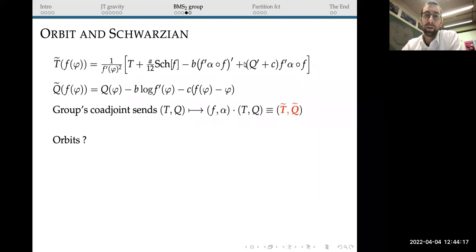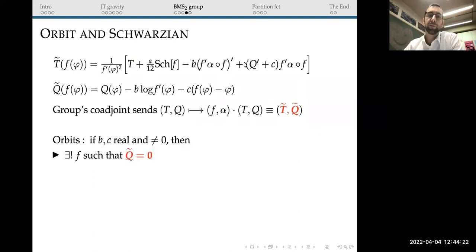In that context, the main result we have, which you can call a theorem because it's really rigorous, is the following. The theorem is that if you take real and non-zero central charges B, C, regardless of what A is, then if you look at this transformation law for Q, you can immediately conclude that there exists a unique circle diffeomorphism F that maps Q on zero. I really want to stress how unusual this is. This means, in terms of momenta, if you think of Q as a momentum because it's dual to translations, that every particle has a rest frame.